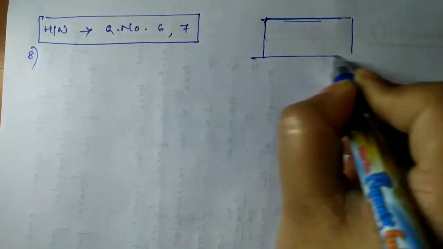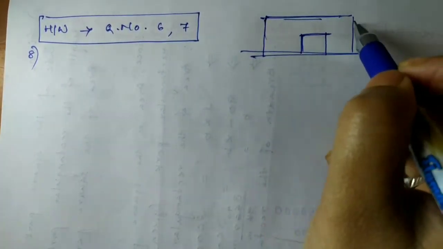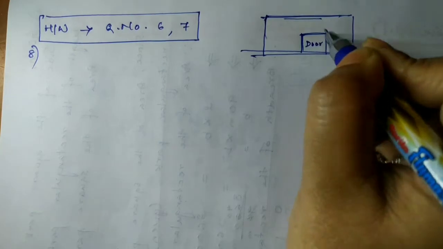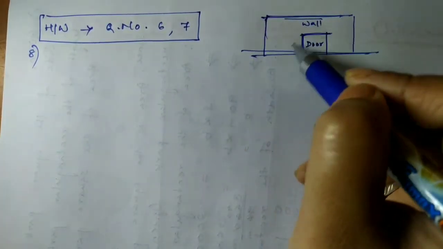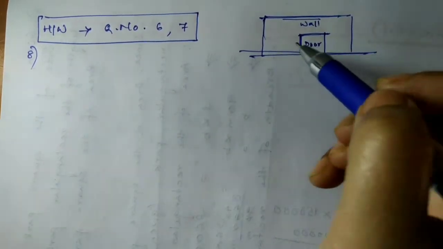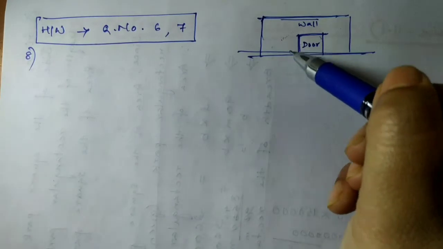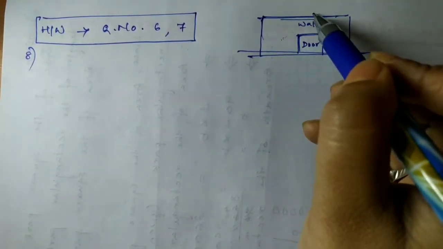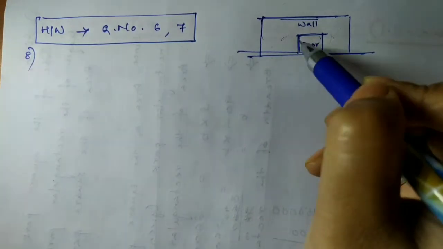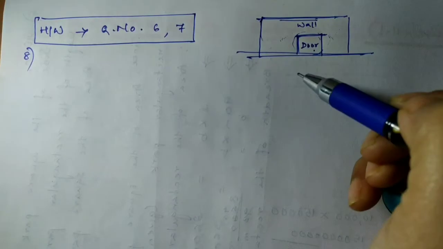So you can see a simple diagram is given where there is a wall. Suppose this is a wall, and this is a door. The length and breadth of both the door and the wall are given. I have to find the cost of whitewashing the wall. Now when I whitewash or color the wall, I will not color the door. So what I have to do is find the area of both the wall and the door, and then remove the door area by subtracting it from the area of the wall.